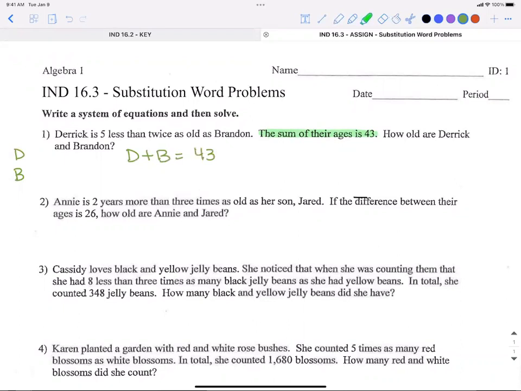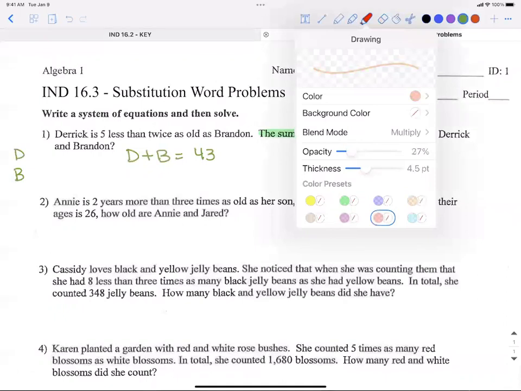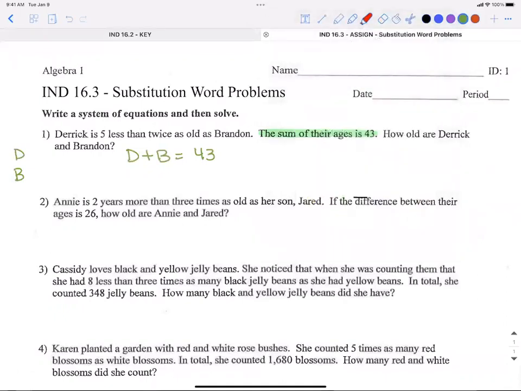Where it gets a little bit trickier is when you've got the other part of the clue, which is that Derek is 5 less than twice as old as Brandon. Okay, so that means that Derek is almost twice as old as Brandon. Not quite, it's 5 less than that. But to simplify it, just thinking through this, you've got to ask yourself, which is the greater one? Is it Derek or Brandon's age?